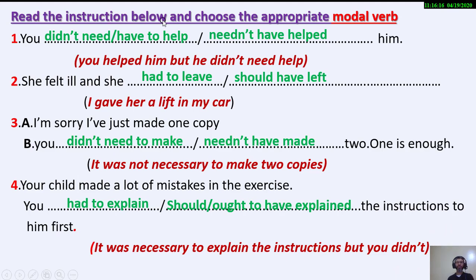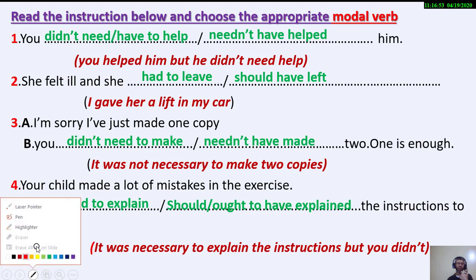Read the instruction below every question and choose the appropriate modal verb. Number 1, you didn't need or didn't have to help or needn't have helped him. So the instruction, you helped him, but he didn't need help. So here, do we have obligation or absence of obligation? If you read the instruction, it is here absence of obligation.